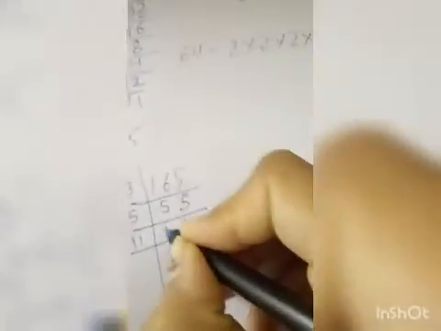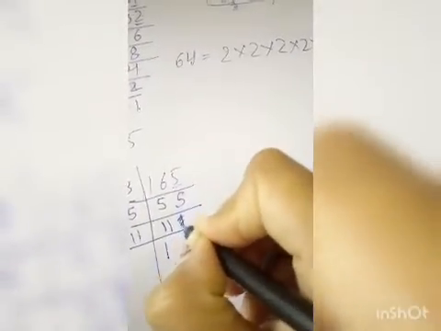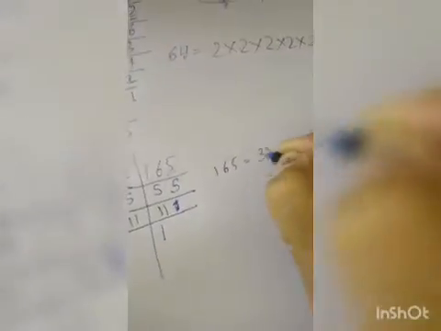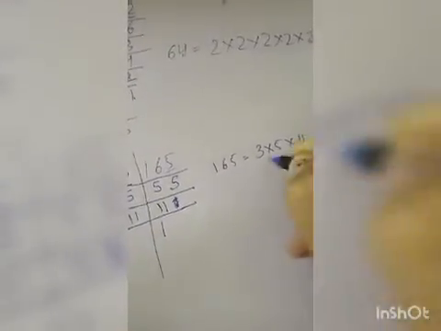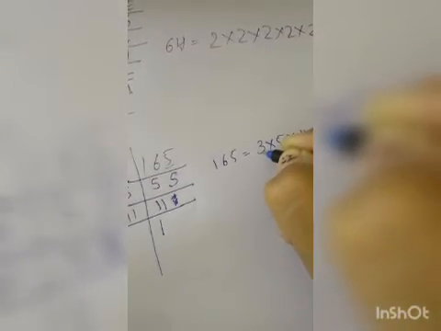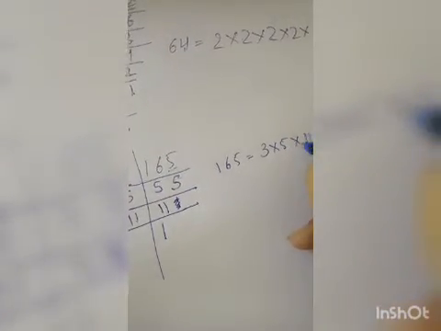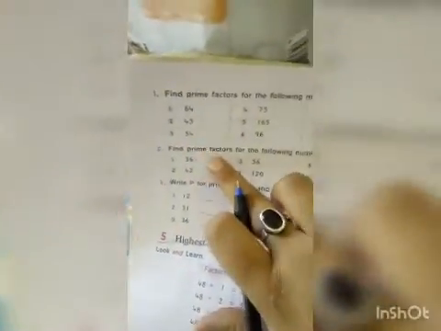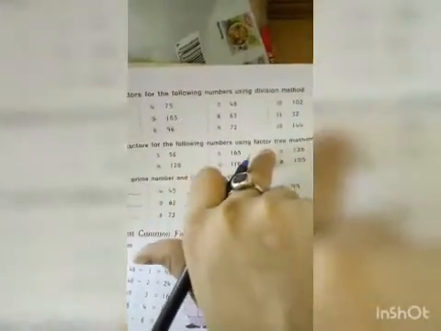Okay, now how to write this? 165 is equal to 3 into 5 into 11. 3 5s are 15, 15 11s are 165. This is our answer. Now let's do question number 2. Find the prime factors for the following numbers using the factor tree method. Now we are going to apply the factor tree method.